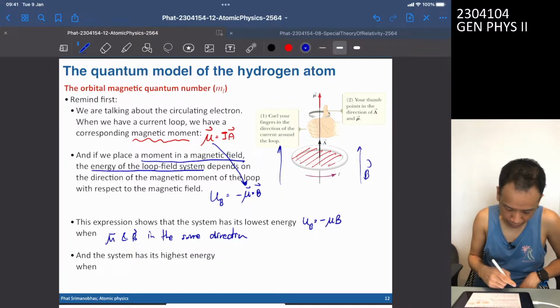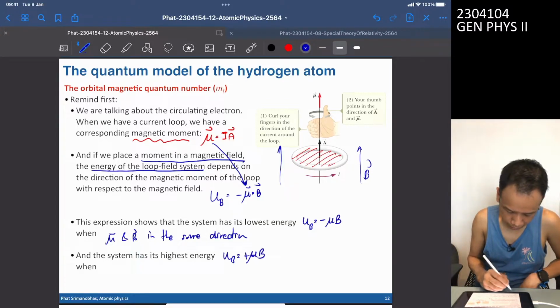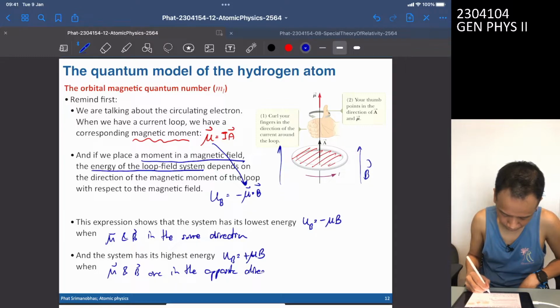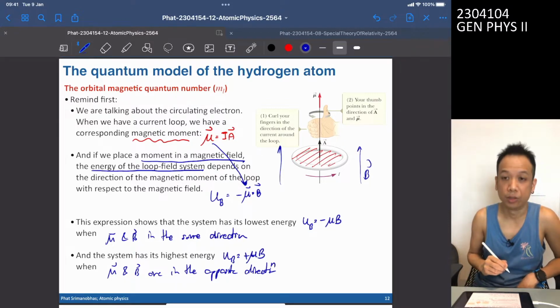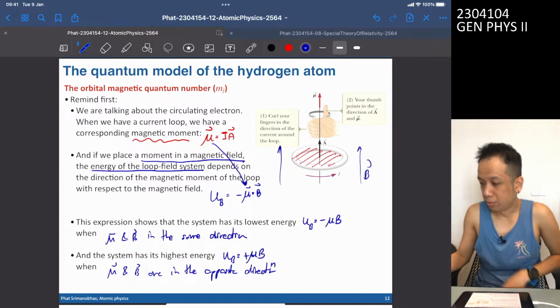And it has the highest energy, UB equal to plus mu B, when the magnetic moment and the magnetic field are in opposite directions.